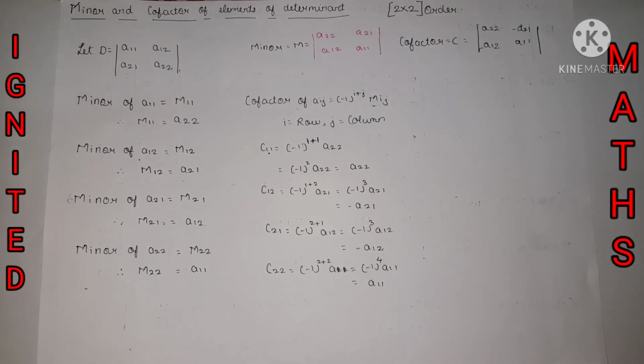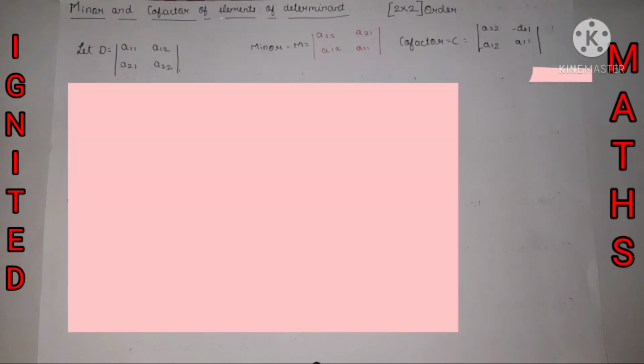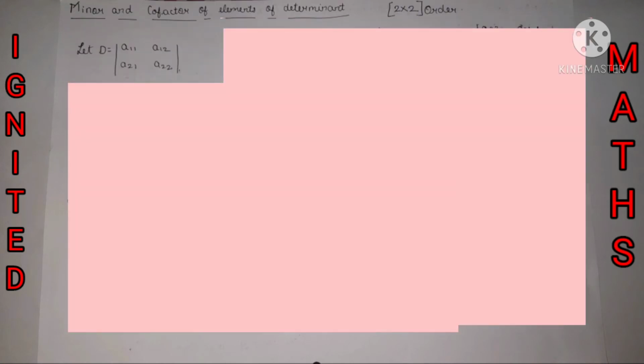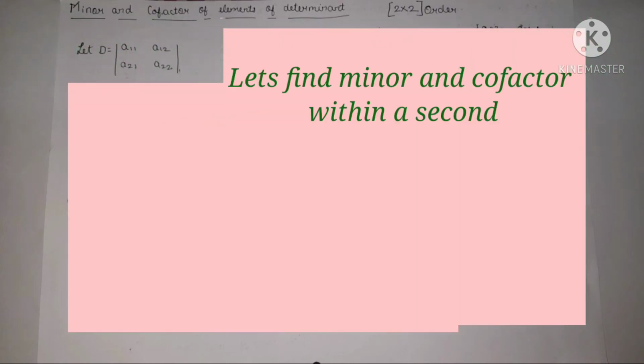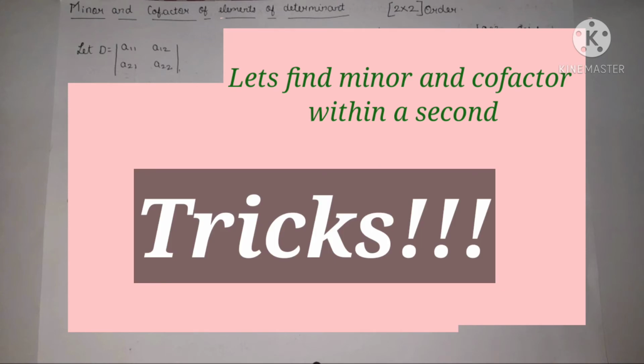So let us hide each and every step, even the solution for finding the minor and cofactor. For using the trick, just the question is displayed and we are going to find the minor and cofactor within a second by using the trick. So let's start with it.